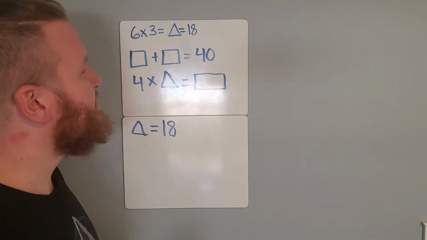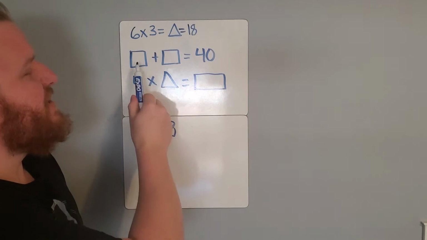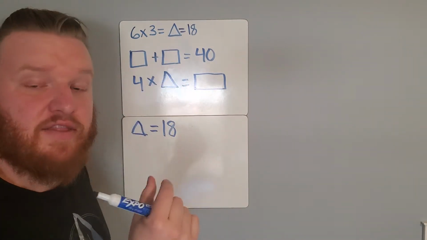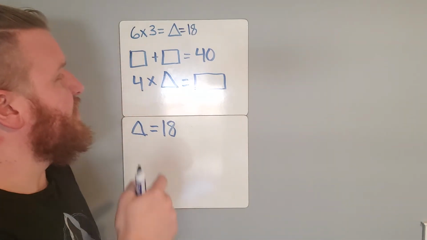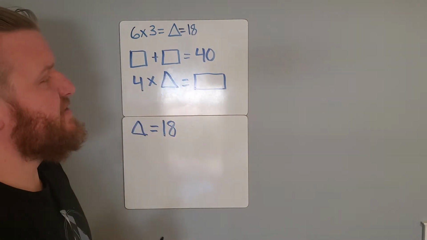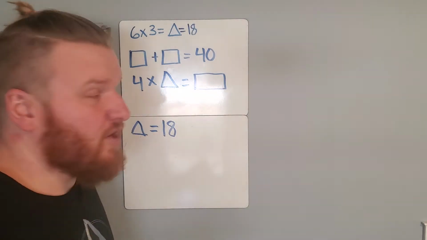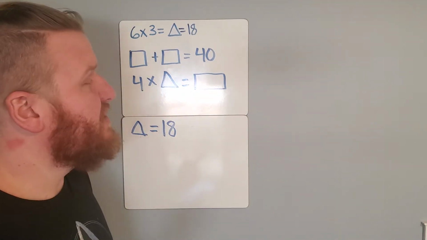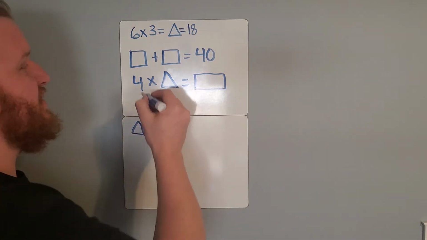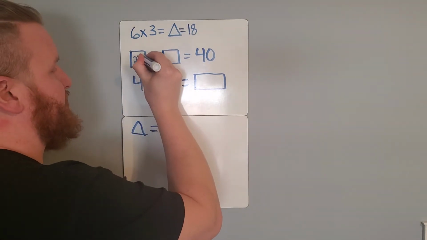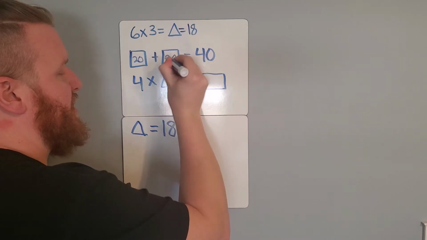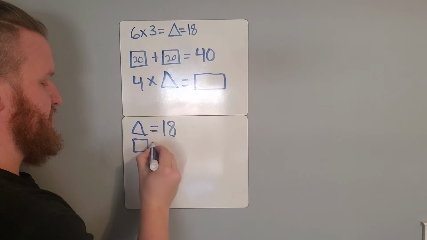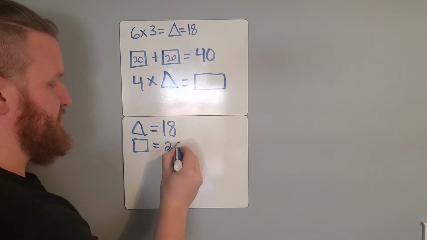I'm not an artist. All right, so now we've got 2 squares. Now the thing about this part is, since they're squares, they do have to be the exact same number. So I have to think of 2 exact same numbers that equal 40. If I think about my doubles facts, 2 plus 2 is 4, so 20 plus 20 is 40. So my squares each stand for 20. I can say 20 plus 20 equals 40, and that makes it true. So squares are equal to 20.